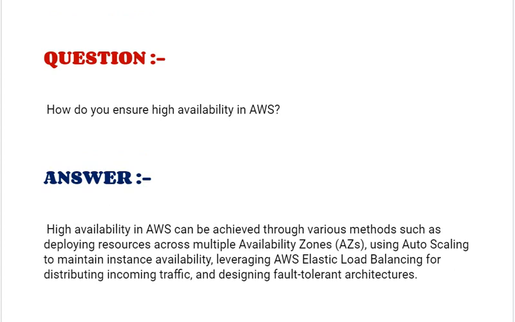Our next interview question is, how do you ensure high availability in AWS? Your answer should be high availability in AWS can be achieved through various methods such as deploying resources across multiple availability zones (AZs), using autoscaling to maintain instance availability, leveraging AWS Elastic Load Balancing for distributing incoming traffic, and designing fault-tolerant architectures.